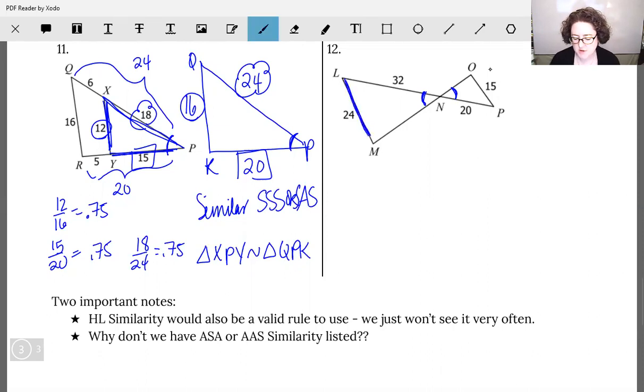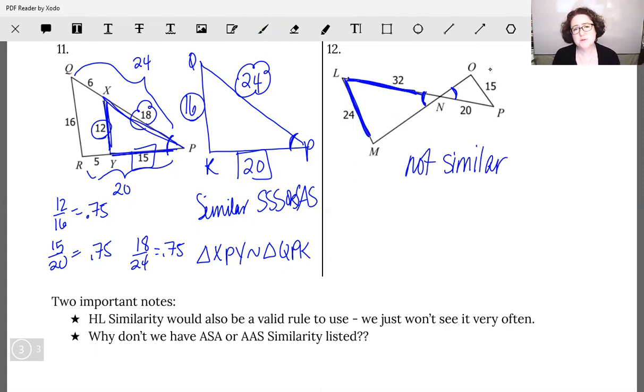So we have our 24 side, we have a 32 side, and then we have the angle, but it's only touching the 32. We don't have an SSA similarity rule, and it's pretty much the same reason we can't use SSA with congruent triangles. So unfortunately, in number 12, these are not similar. We just don't have the information needed for one of our three main rules.